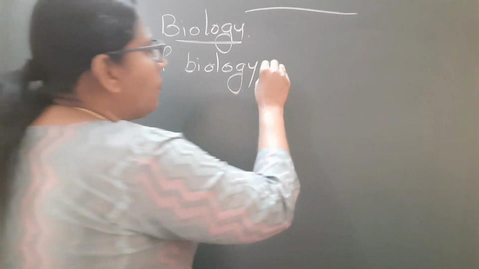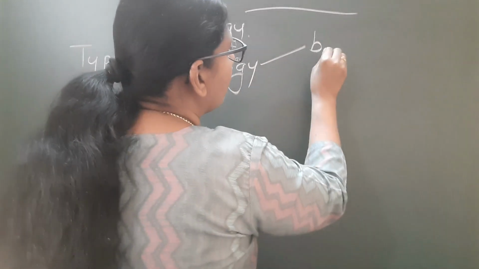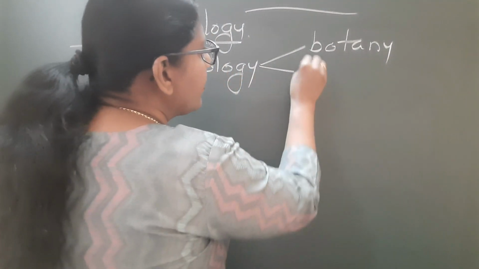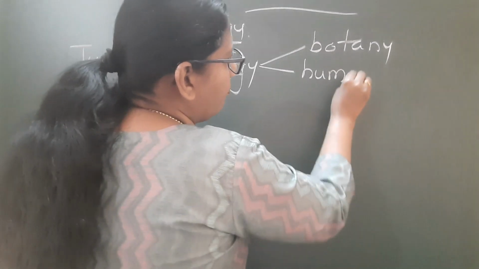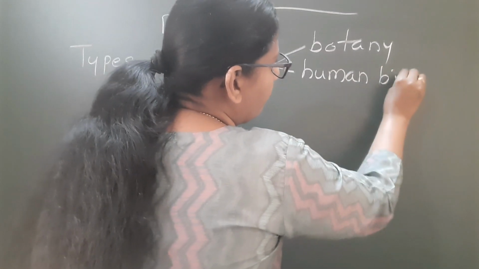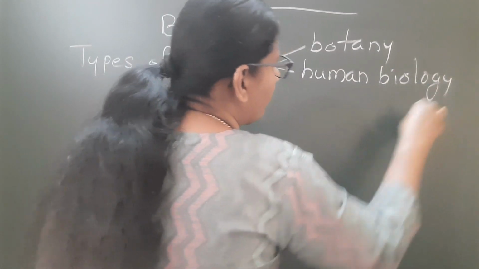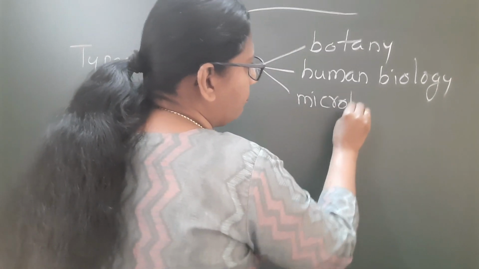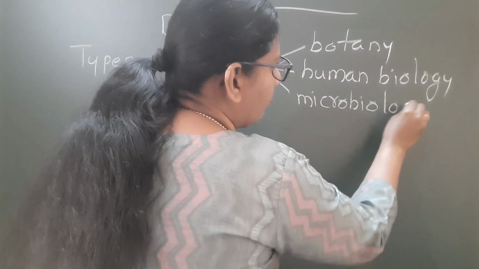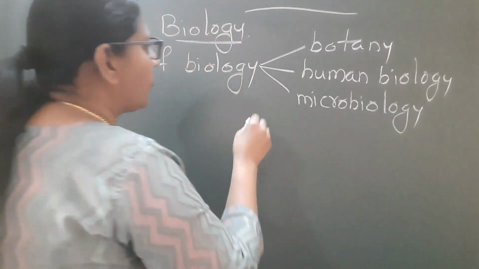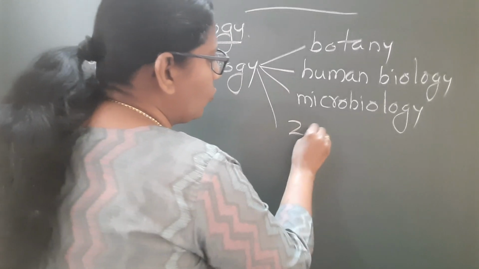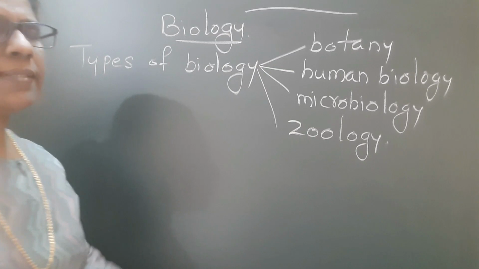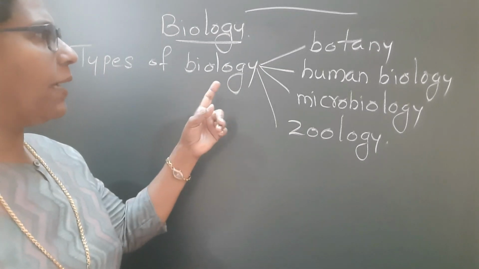Types of biology. First one is botany. Second one is human biology. Third one is microbiology. Fourth one is zoology. These are the four types of biology.